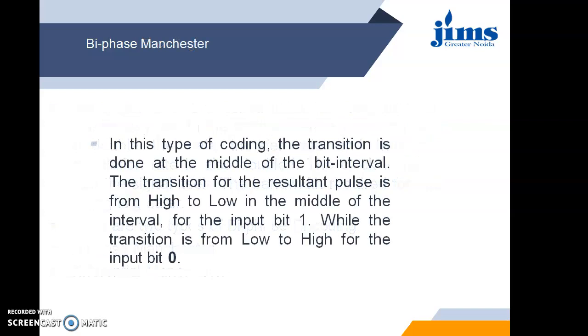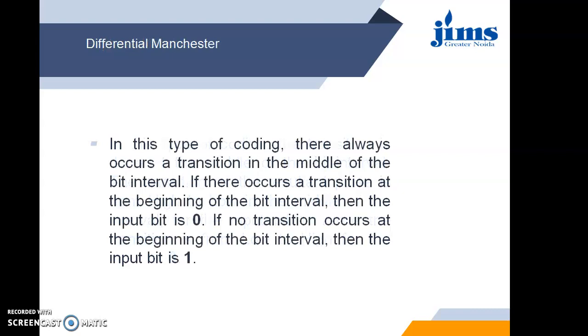So biphase Manchester. In this type of coding, the transition is done at the middle of the bit interval. The transition for the resultant pulse is from high to low in the middle of the interval for the input bit 1, while the transition is from low to high for the input bit 0. This we can understand in a better way with the help of an example.